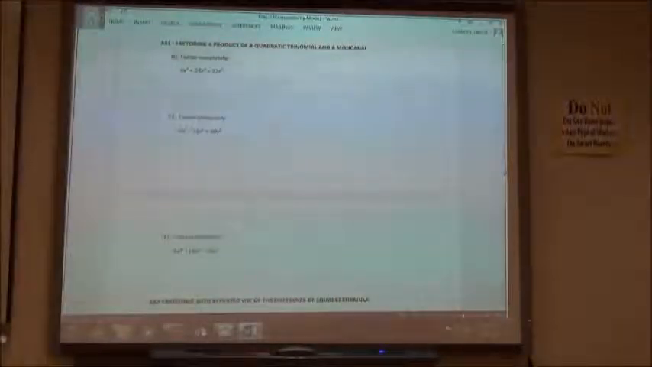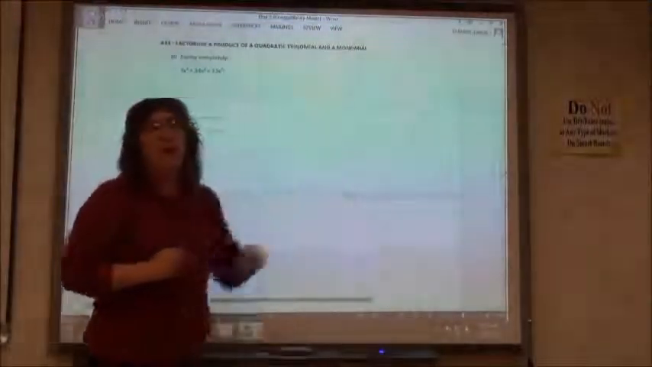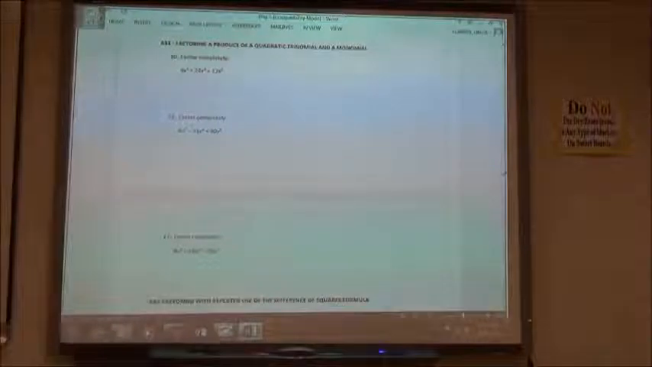The next one says factor a product of a quadratic trinomial and a monomial. Well, man, that's a mouthful. Trinomial just means we've got three terms there. When we factor this one, what we're going to do is factor out the greatest common factor first. That's why they're talking about a monomial. We're going to take out our greatest common factor first. Then we're going to look at what's left to see if we can factor a second time.